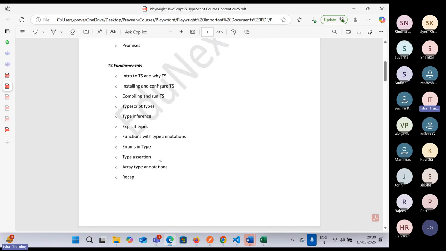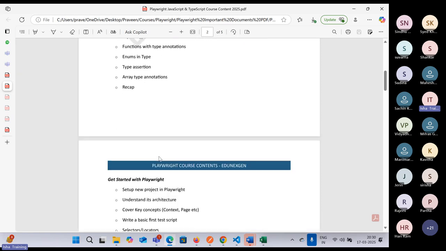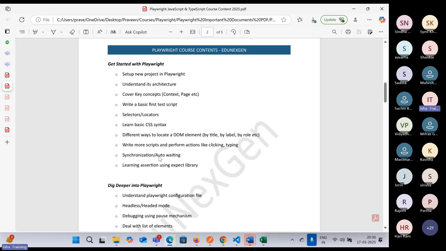After going through the basics of TypeScript, we'll move towards the Playwright things. Basics and advanced level of TypeScript, and then we'll move towards Playwright.